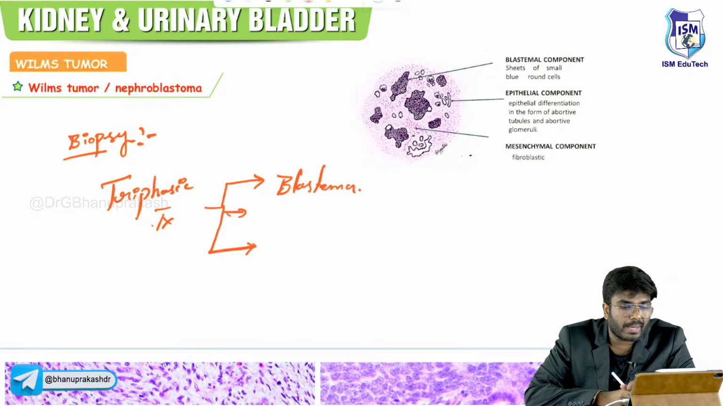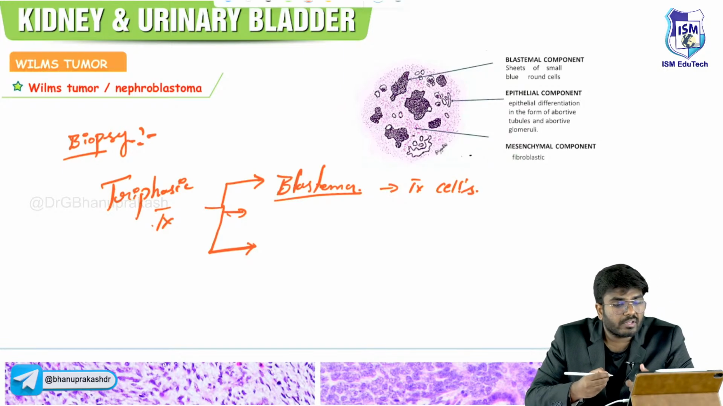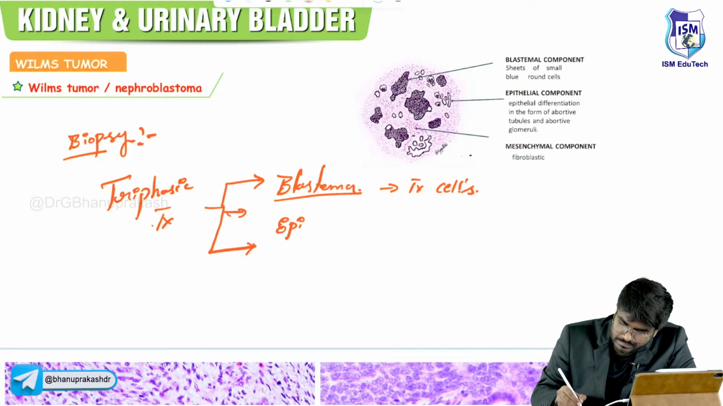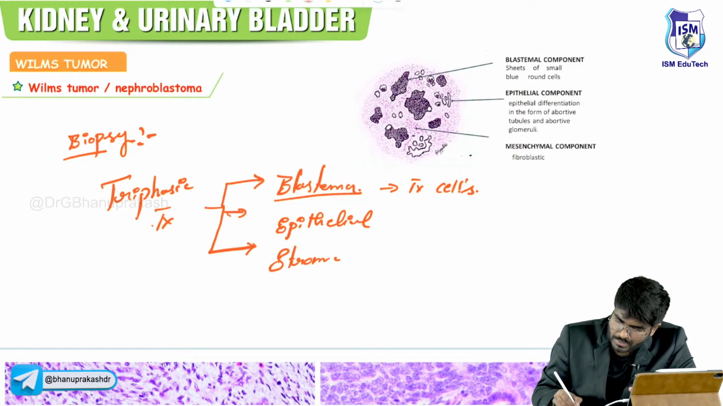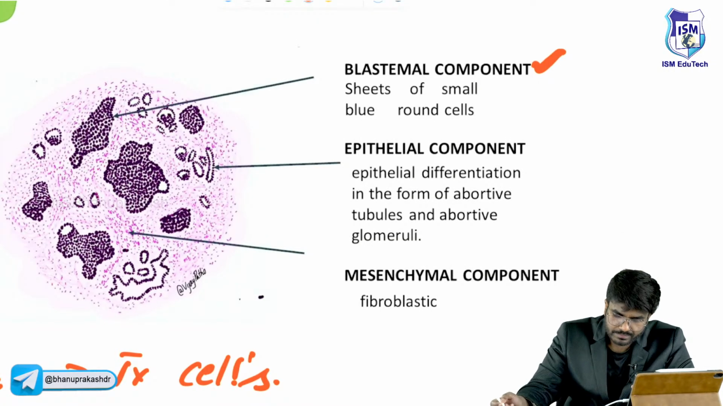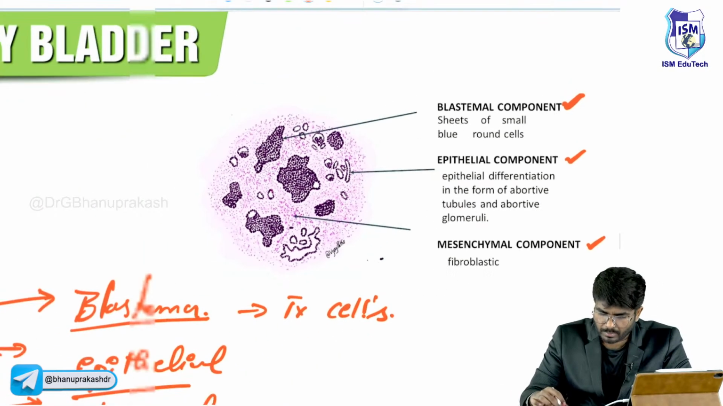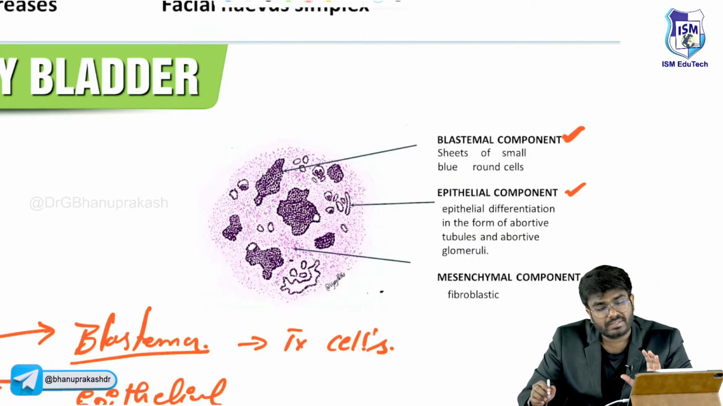I will show you also. The blastemal components are going to be seen. They are the tumor cells, blue colored tumor cells. And there will be epithelial components, epithelial cells. Also the stromal components. So there are three types of components in the tumor. For example, if you look here, there will be a blastemal component, an epithelial component and the mesenchymal component. Mesenchymal component is nothing but the stromal component. So there are three types of tissue present in one single tumor. That's why it's a triphasic tumor.